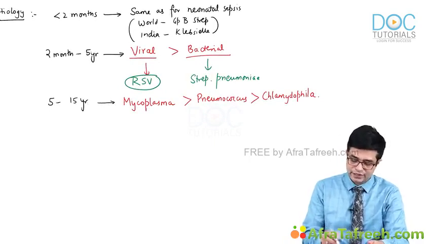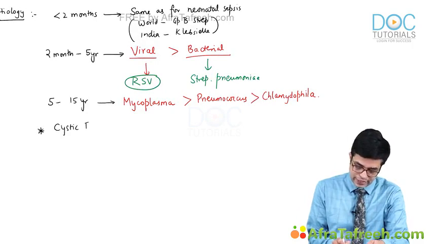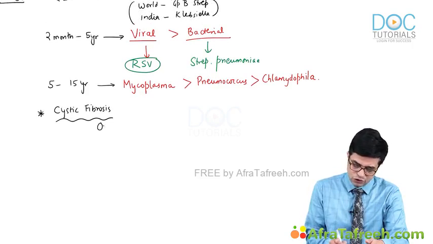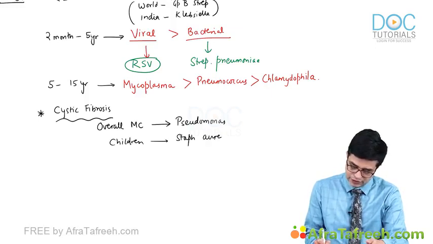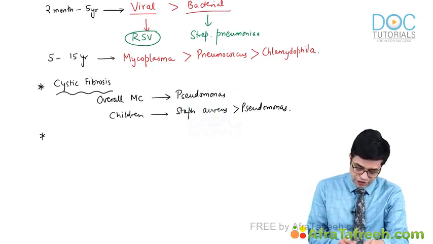As an extra edge thing, you can remember that children who develop cystic fibrosis and develop pneumonia, we have discussed in the cystic fibrosis module in detail, but no harm in revising at one place. The overall most common cause of pneumonia is Pseudomonas aeruginosa. In adults also it is Pseudomonas, but in case of children, you have Staph aureus followed by Pseudomonas, right?